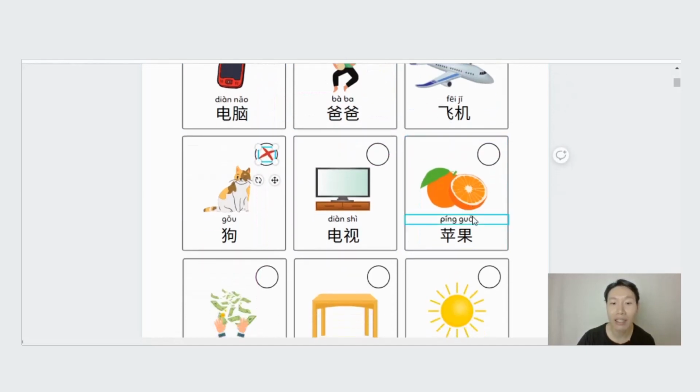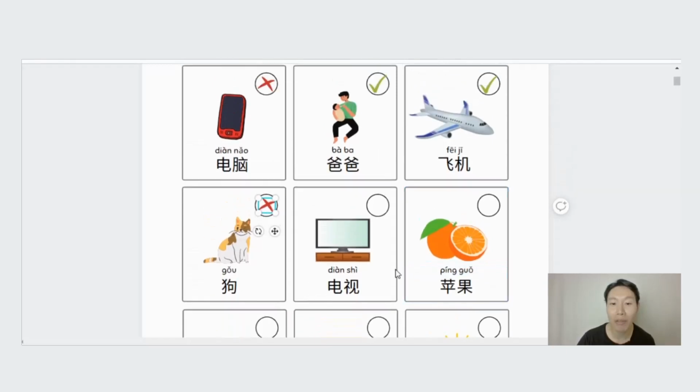Okay, next again. So again we have 电视. If you see 电, it usually is to do with an electronic product. It might be a phone, it might be a computer, or it might even be a TV. So a 电视 is actually a TV. So this is correct. We have a TV here.